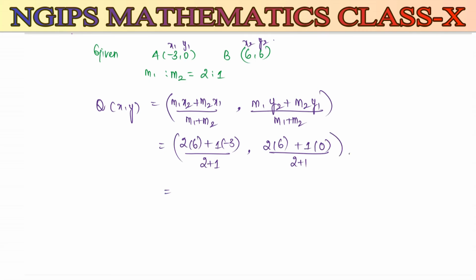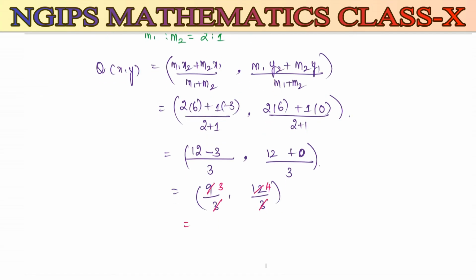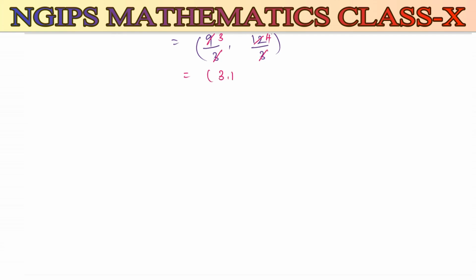So 2 into 6 is 12, plus 1 into -3 is -3, divided by 2 plus 1 which is 3, comma 2 into 6 is 12, plus 1 into 0 is 0, divided by 2 plus 1 which is 3. Here 12 minus 3 is 9 by 3, and here 12 divided by 3. So further if you simplify, 3 3s are 9, 4 3s are 12. So finally we got the value 3 comma 4.